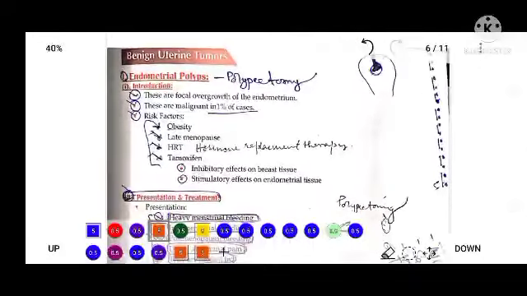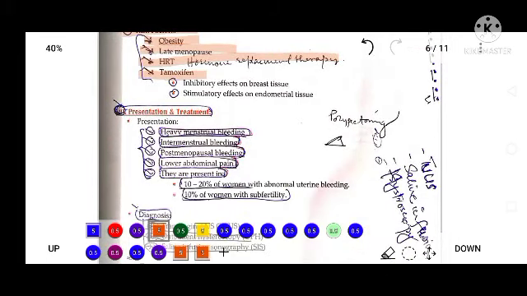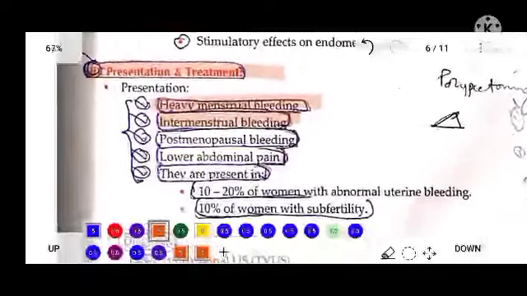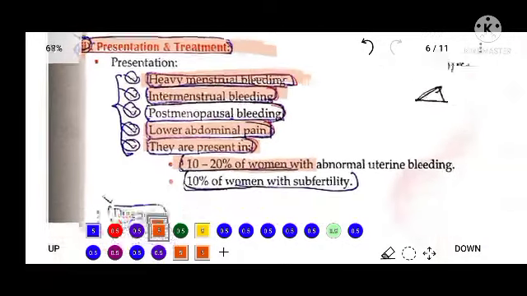Now, a strikingly similar condition is endometrial polyps or fibroids. These are focal overgrowths in the endometrium, and malignancy is present in 1% of the cases. Risk factors are obesity, women having increased BMI, late menopause, and hormonal replacement therapy. Tamoxifen is also a risk factor for development of endometrial polyps, and presentation will be heavy menstrual bleeding, intermenstrual bleeding, post-menopausal bleeding, and lower abdominal pain, present in 10 to 20% of the women.